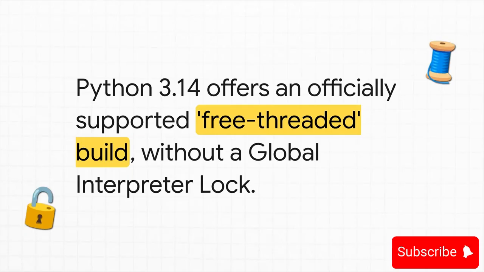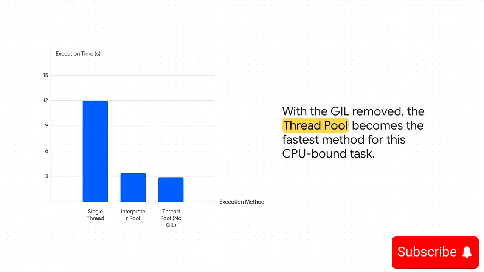But hold on, because there's more. The multiple interpreter model is one path to parallelism. The other path is even more direct. For the first time, Python 3.14 is offering an officially supported, though still optional for now, free threaded build. This is Python compiled completely without the global interpreter lock. So what happens when we run that same test in a no-GIL world?